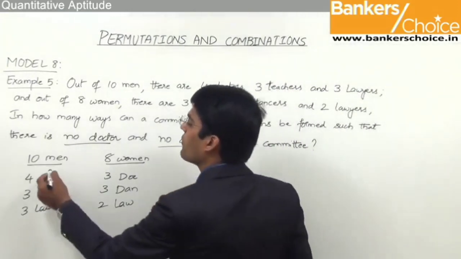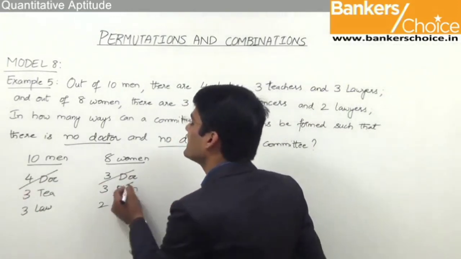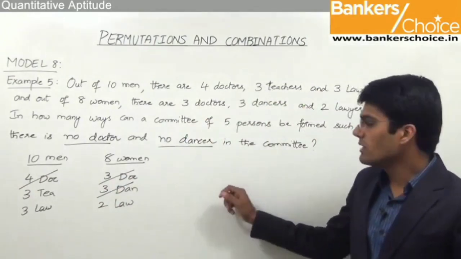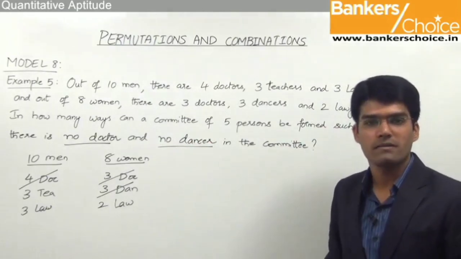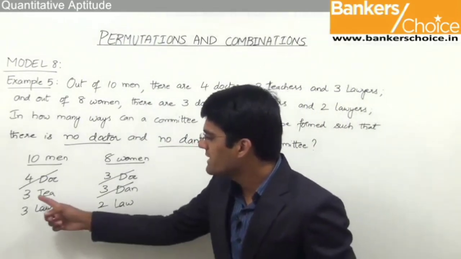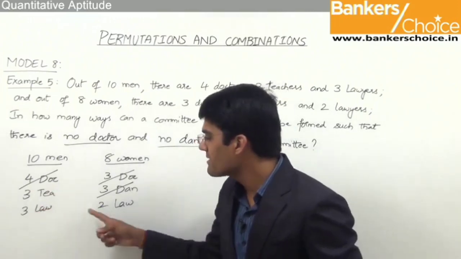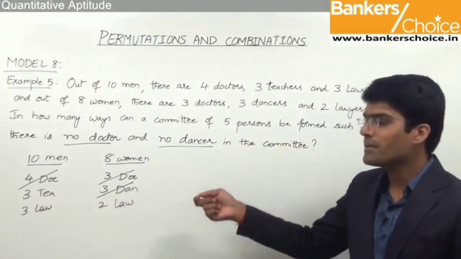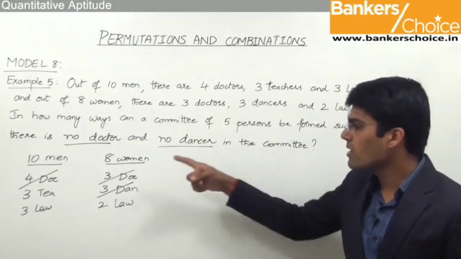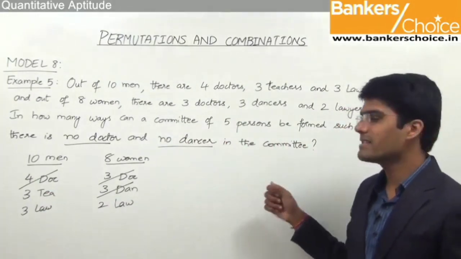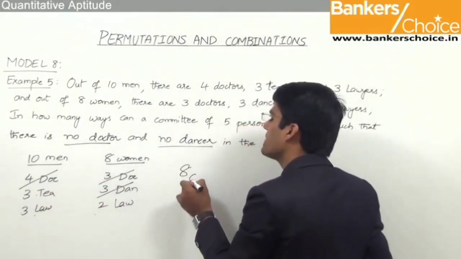Now here we have 4 male doctors, 3 female doctors, they can be eliminated, and we have 3 dancers under women. So even these 3 dancers have to be eliminated. Why? Because doctors and dancers are not supposed to be a part of the committee. Now the remaining persons here are 3 teachers, 3 lawyers and 2 lawyers here. So 3 plus 3, 6 plus 2, 8. Out of these remaining 8 persons, we can select any 5 of them. Why? Because with that we satisfy the condition. We are not considering doctors and dancers. So we can simply say that out of 8, we need to select 5.